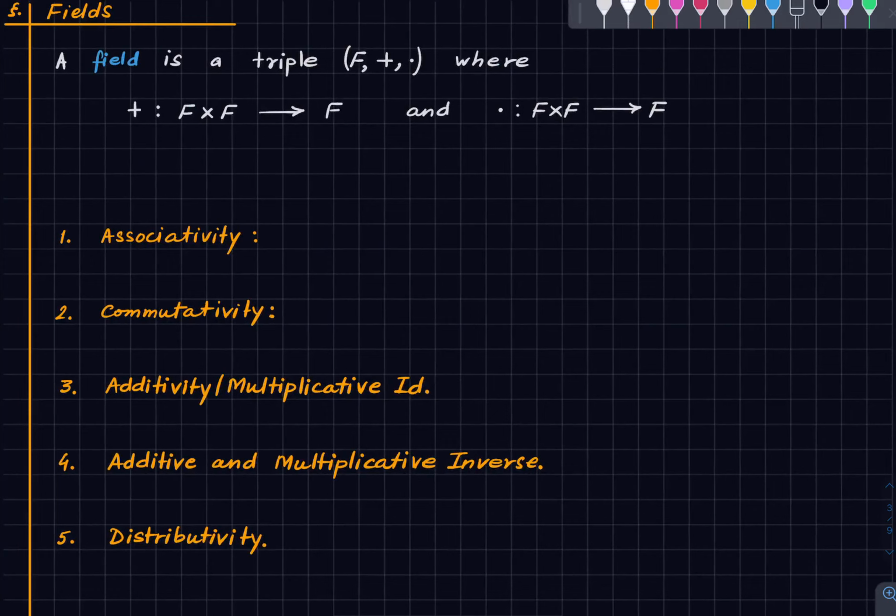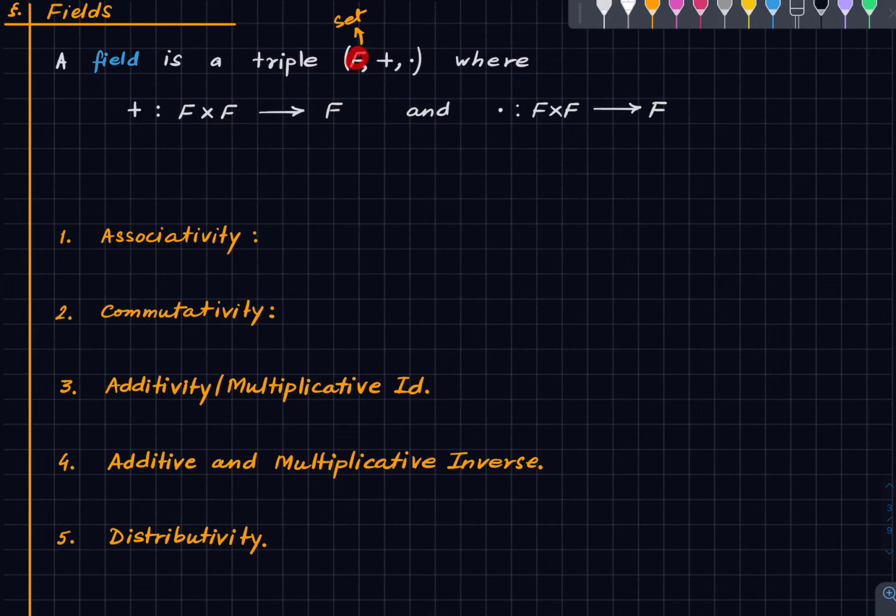So what is a field? A field is first of all a triple, where F is just a set, some non-empty set, and plus is a function from F cross F to F. Just like in rationals, what does addition do? It consumes two rationals and produces a rational. We are abstracting that out.